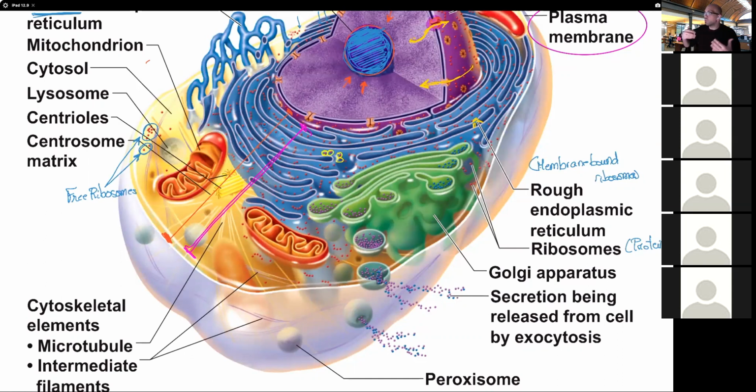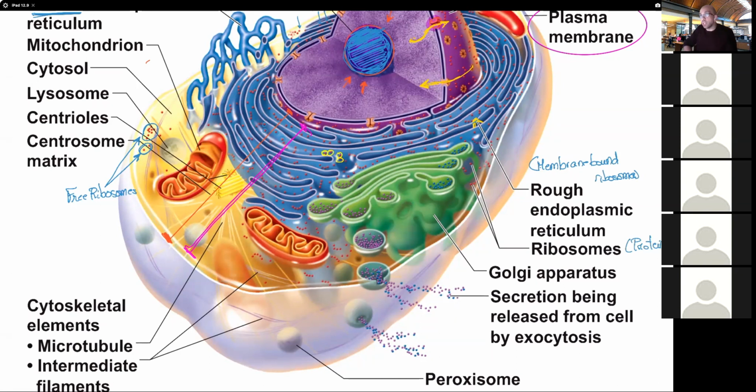What is the difference in terms of function between the ribosomes which are membrane bound, attached to the rough endoplasmic reticulum, and the free ribosomes? Both of them are going to be producing proteins. But the difference is, what type of proteins are you going to be producing? This is the main difference on here between the two.